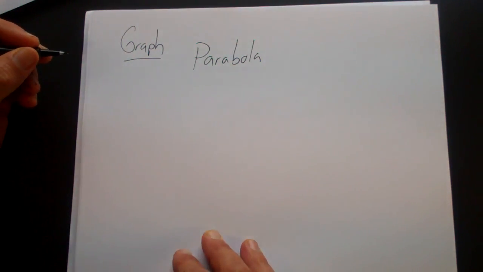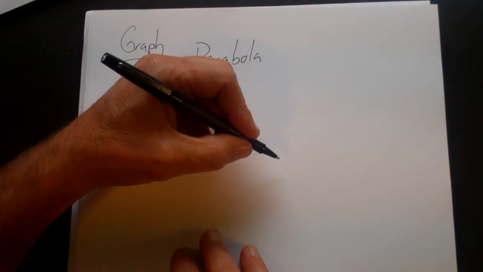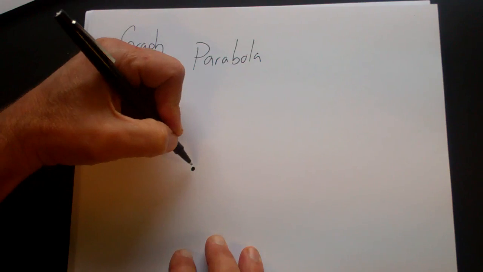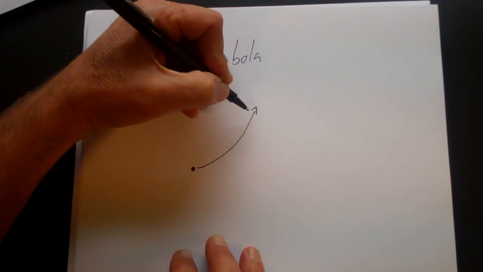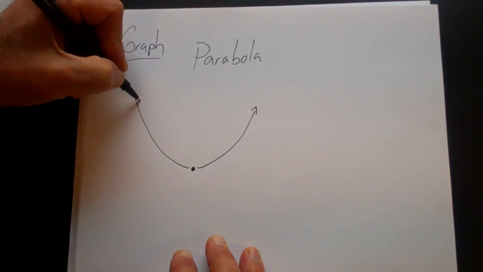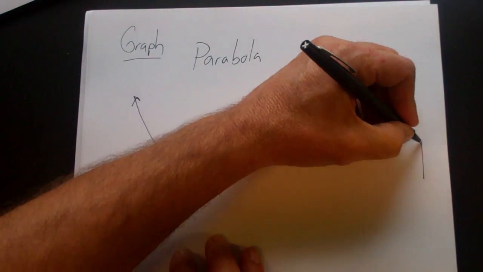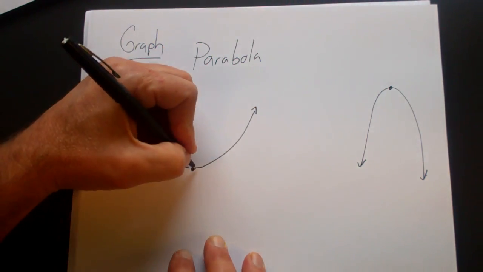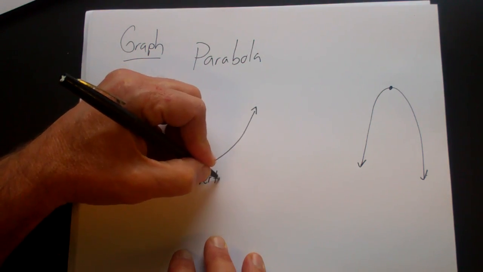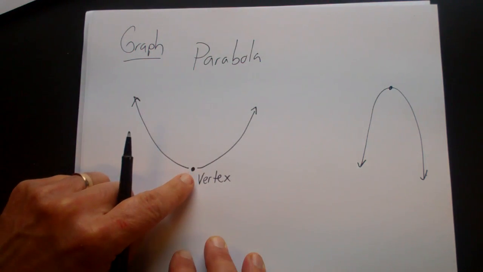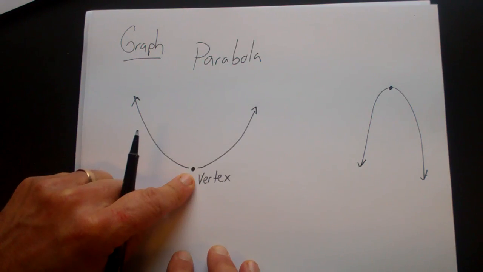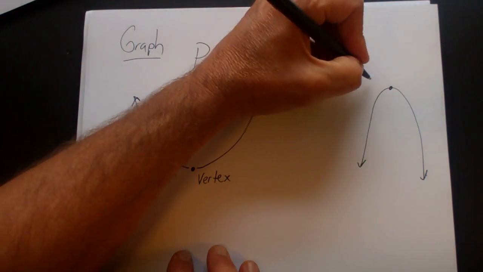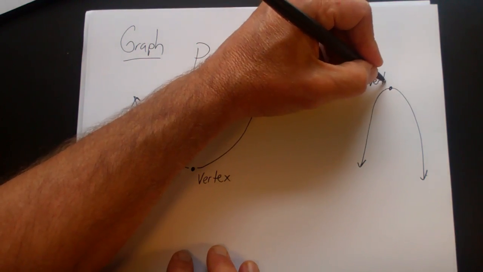And let's talk about the parts of a parabola. A parabola roughly has this shape. It could also open downward like this. It has a vertex, which is the point with the most negative value of y, or the greatest value of y.